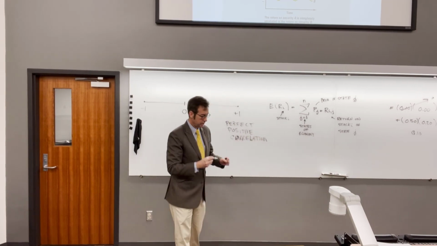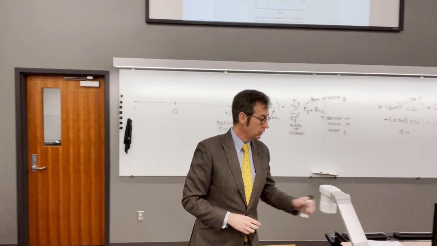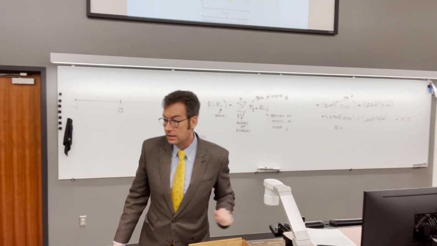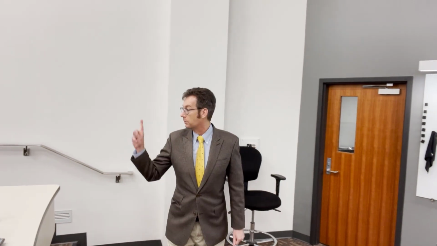Perfect positive correlation. Now, I'm going to give you an example of perfect positive correlation, and you'll say, oh yeah, that makes sense. Here we go. If stock A is up 1%, stock B is up 1%. If stock A is down 2%, stock B is down 2%. If stock A is up 3%, stock B is up 3%. That's perfect positive correlation. Here's the part that'll blow your mind.